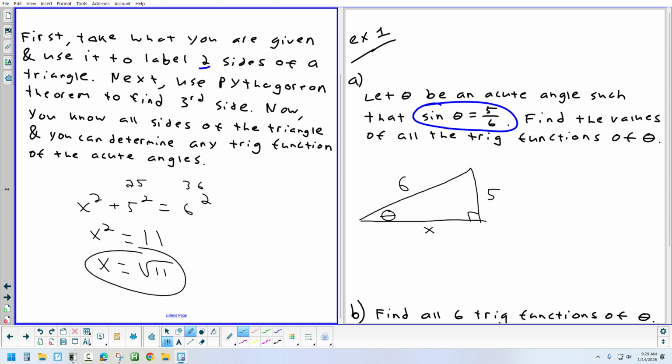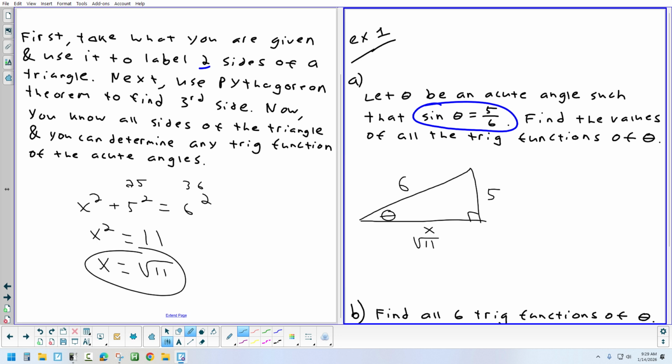And are we going to change the square root of 11 to a decimal? No. So leave it as square root of 11. What that means is one of your sides is a square root. It is possible that that side ends up in the bottom of a fraction, and we can't leave it there. So we might have to fix that.